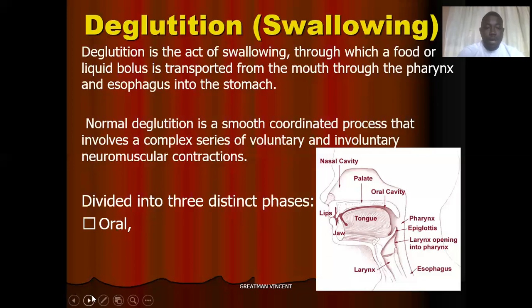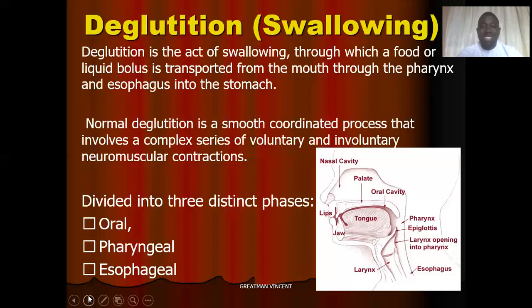And then we have the pharyngeal phase. And then lastly, we have the esophageal phase. Now, when we are done with the esophageal phase and food gets into the stomach, then we say we are done with swallowing. So you can see, kindly follow me with this small diagram at the low bottom right.